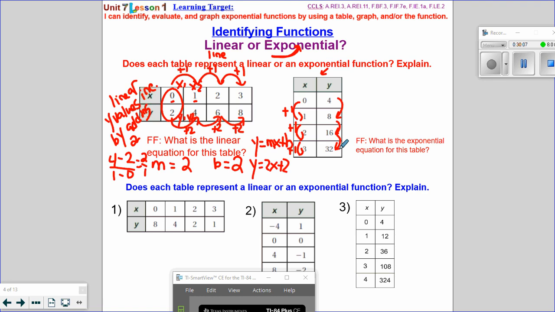So let's see what happens. 4 times what? Remember, exponential is always that multiplication. 4 times what equals 8? Well, it's times 2. 8 times what equals 16? Well, that's times 2. 16 times what equals 32? This is exponential.